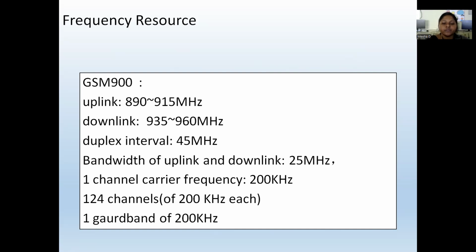Then one channel carrier frequency is 200. When you split it, it has multiple channels. Each channel has 200 kilohertz, with one guard band of 200 kilohertz.